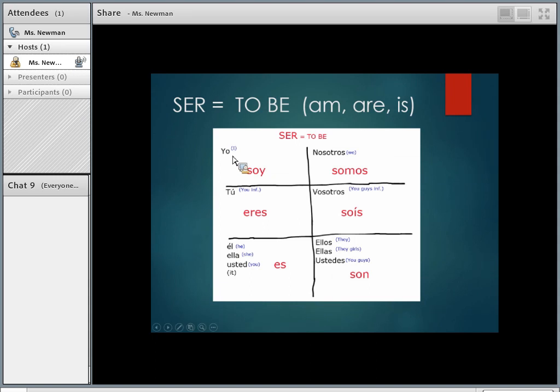So, just a reminder, this is how you would say I am in Spanish, right? Yo soy. Tú eres. You are. Él es. He is. Ella es. She is. Usted es. You are. Nosotros somos. We are. Vosotros sois. You guys are. Ellos son. They are. Ellas son. They are. Ustedes son. You guys are.